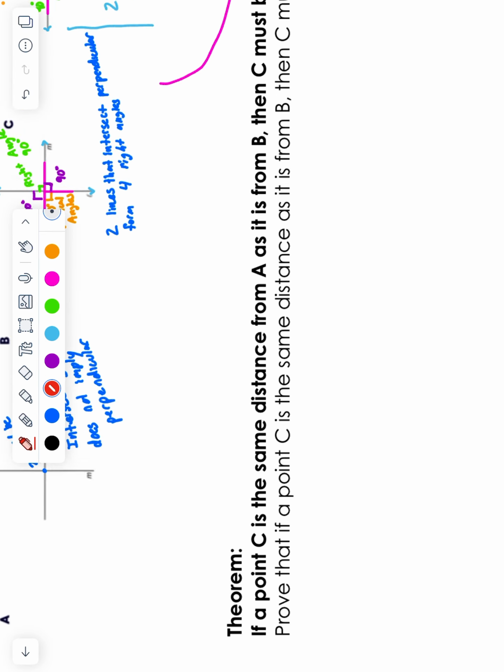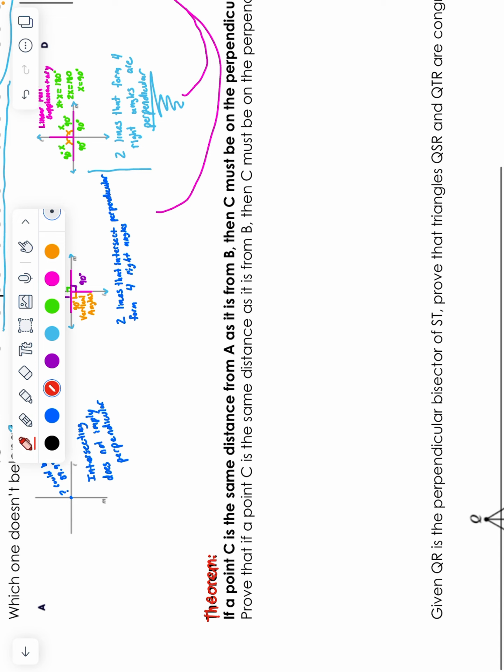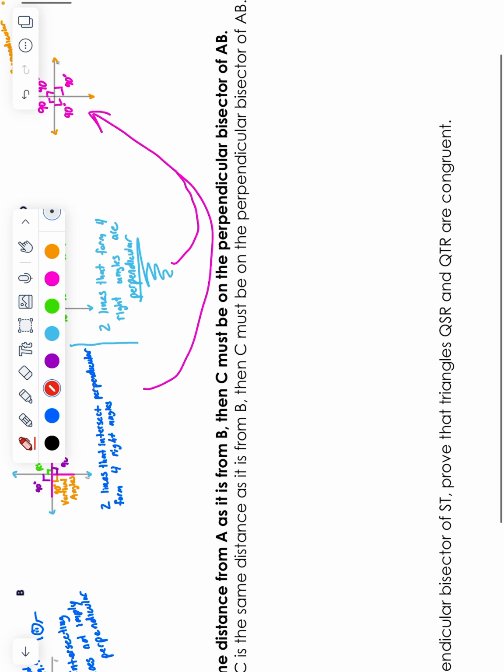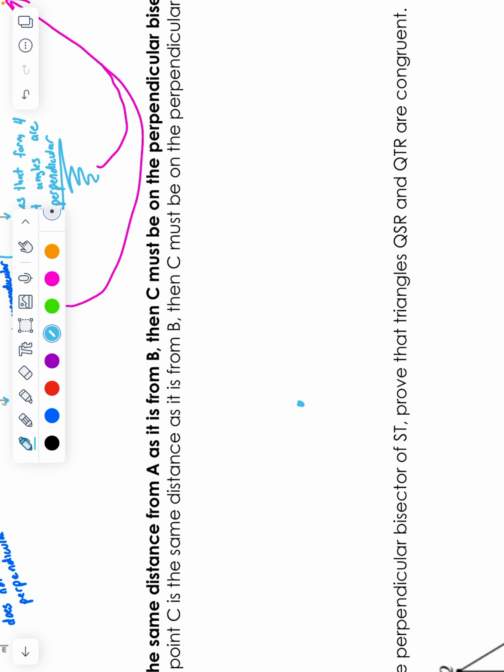Theorem. All right? We're going to freestyle this theorem. It's going to be so much fun. If a point C is the same distance from A as it is from B, then C must be on the perpendicular bisector of AB. All right, so let's just go ahead and I'm going to draw a random line AB.